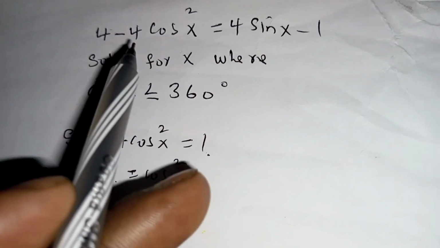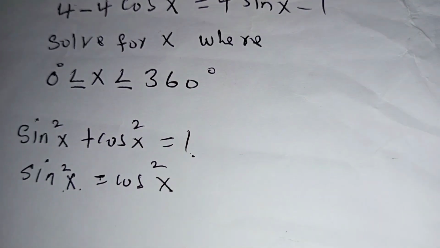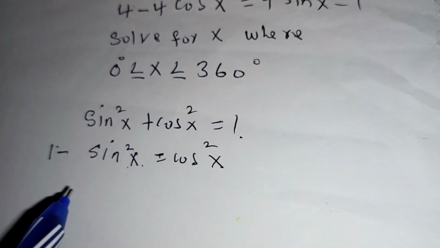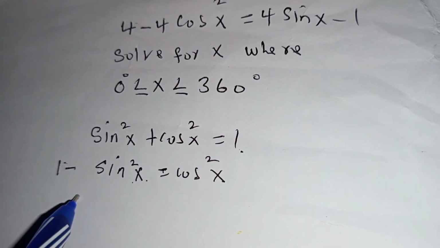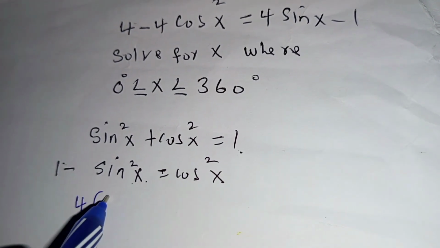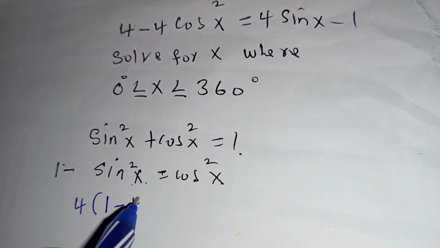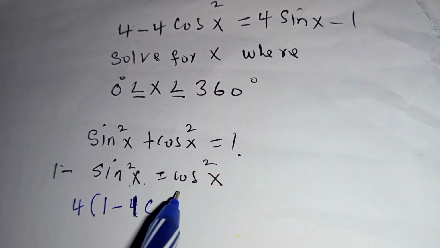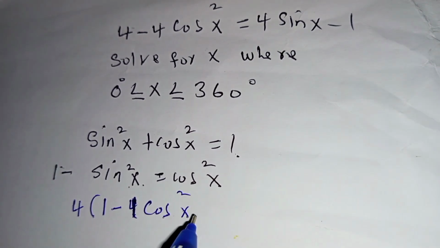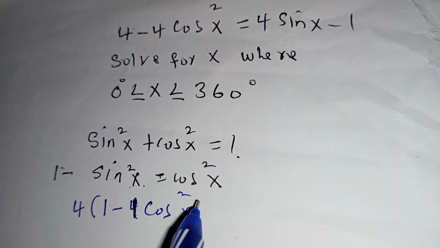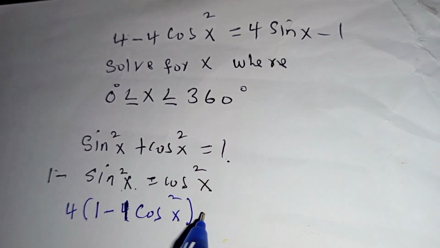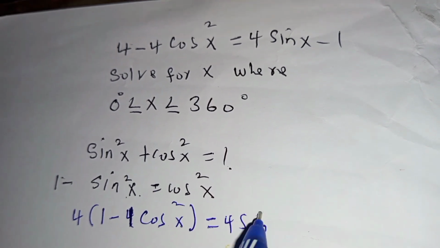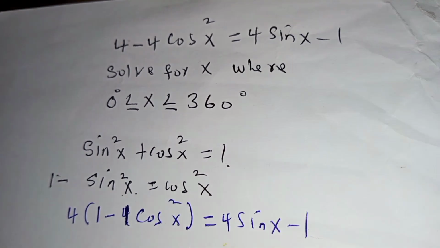Now, in this part here, as you can clearly see, we have 4 as common, so we can factorize 4 so that we will be left with 1 minus 1 cos square of x being equal to 4 sin x minus 1.